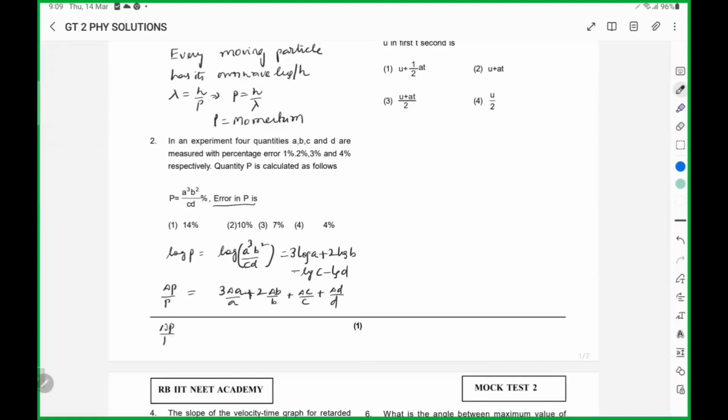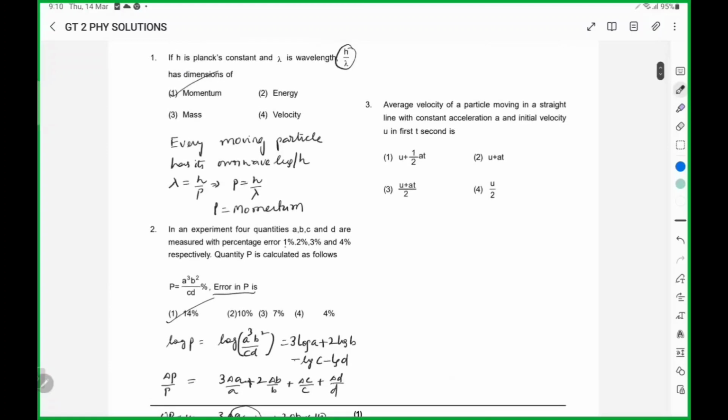So percentage error is 3 delta A by A into 100, plus 2 delta B by B into 100, plus delta C by C into 100, plus delta D by D into 100. So percentage error in measuring A is 1%, in B 2%, in C 3%, in D 4%. 3 plus 4 is 7, 7 plus 4 is 11, plus 3, that is 14%.